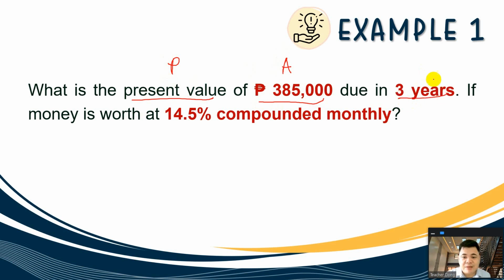Then what is the time? The time is 3 years. And then the money is worth 14.5%, which is also the rate, compounded monthly. So how many periods do we have when we say monthly? We have 12. M is equal to 12. Right? Next.